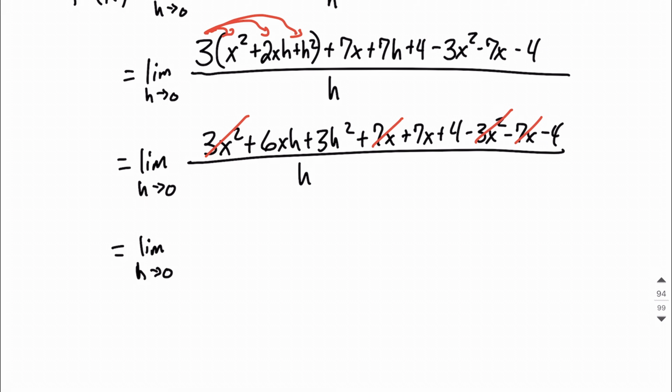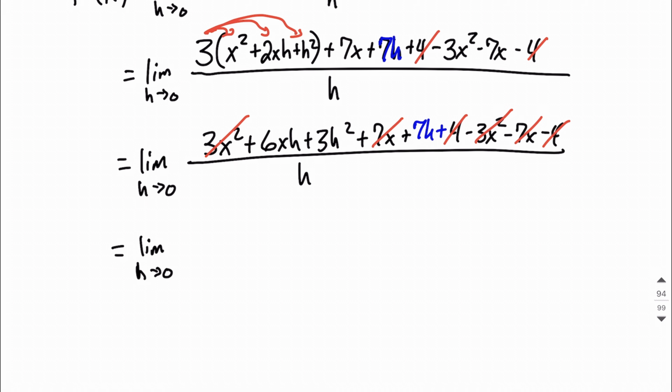Let me look back. I did not copy this term down right, did I? All right, let's be careful. That was a 7h. It needs to be a 7h here still. Believe me, I've made more math mistakes than you ever will in your life. All right, next up, one more like term I think we have: plus 4 and minus 4. So those will combine together and make 0 as a constant.